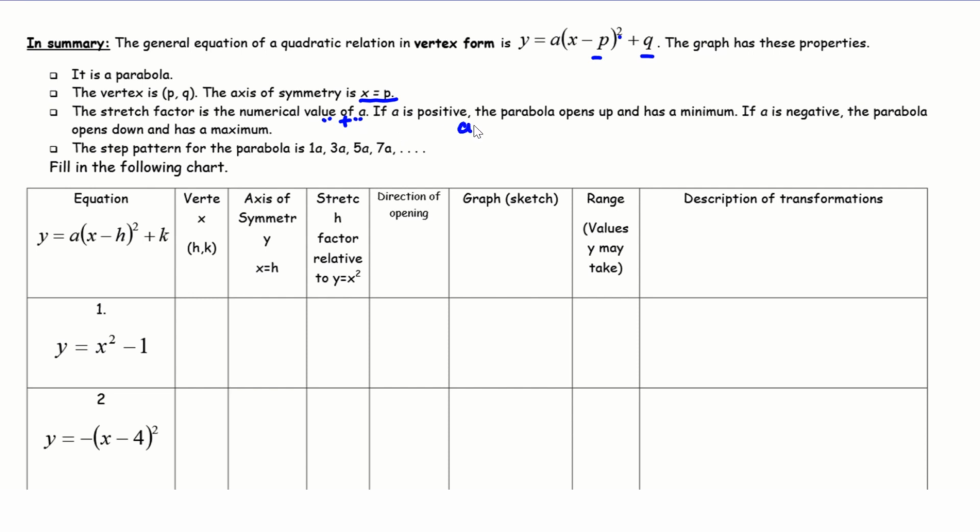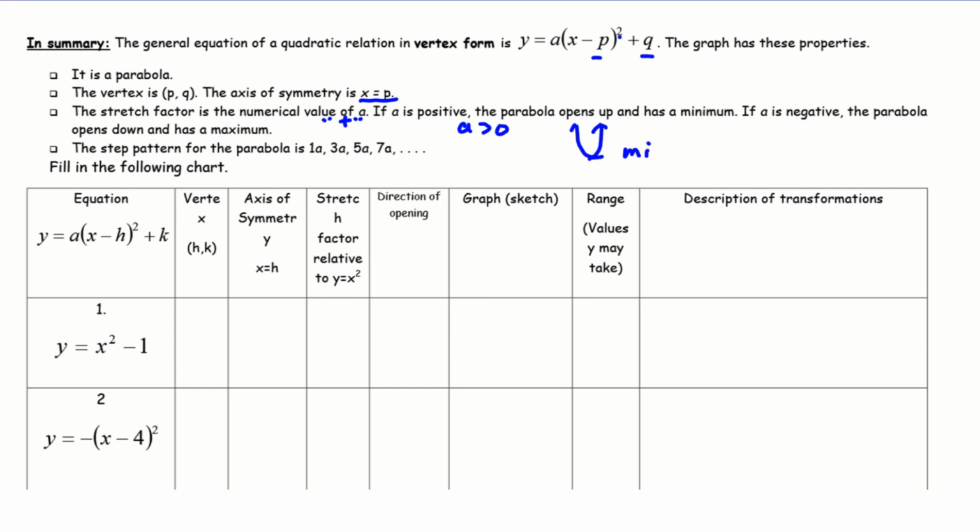If a is positive, then the parabola opens up, and the vertex is the lowest point. If a is positive, it opens up, and at the vertex you have a lowest point. So this is a minimum.